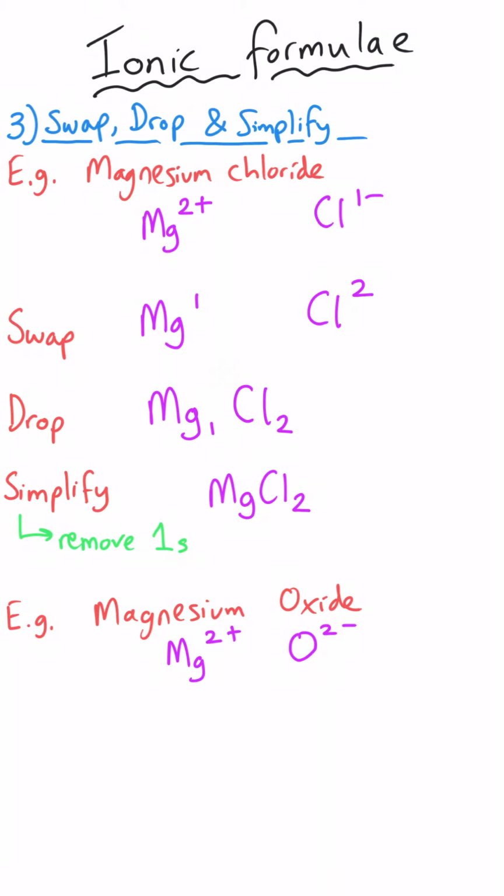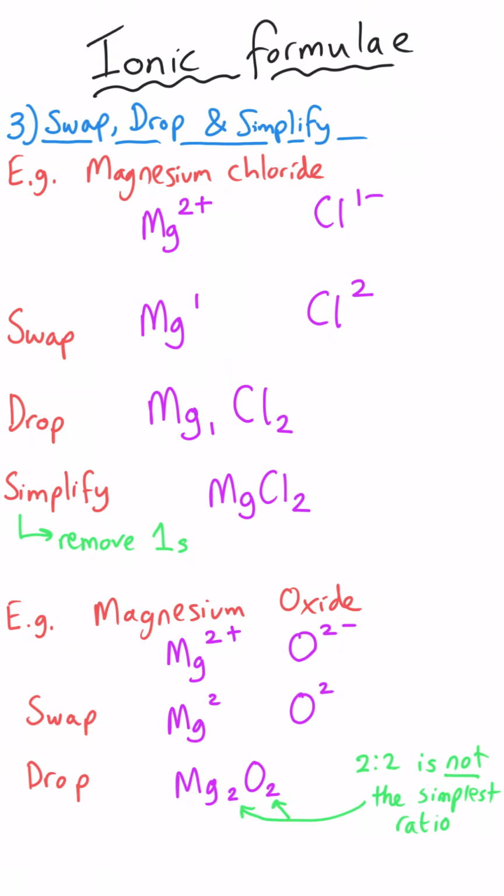Magnesium oxide has got magnesium, which is 2+, and oxide, which is 2-. If we swap those 2 and 2 over, and then we drop them down to the line, we then get Mg2O2. But remember, the formula is just simply the simplest ratio, and the simplest ratio of magnesium to oxide is not 2 to 2, it is 1 to 1.